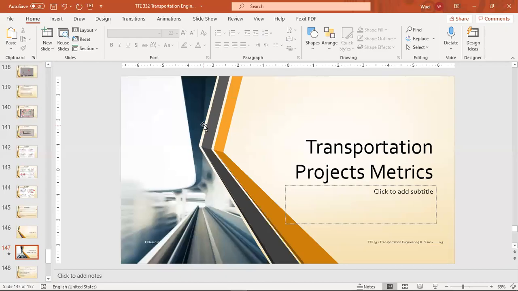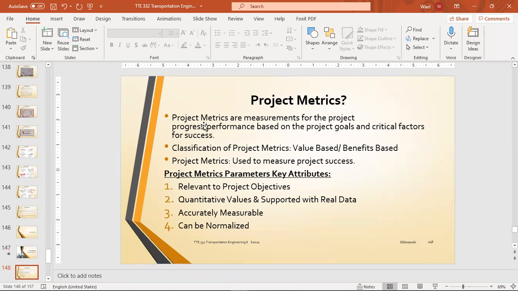Today we are going to discuss transportation projects metrics. Okay, so what do we mean by project metrics? Basically, project metrics are measurements of the project progress and/or performance based on the project goals and critical factors for success. That's the definition of project metrics.